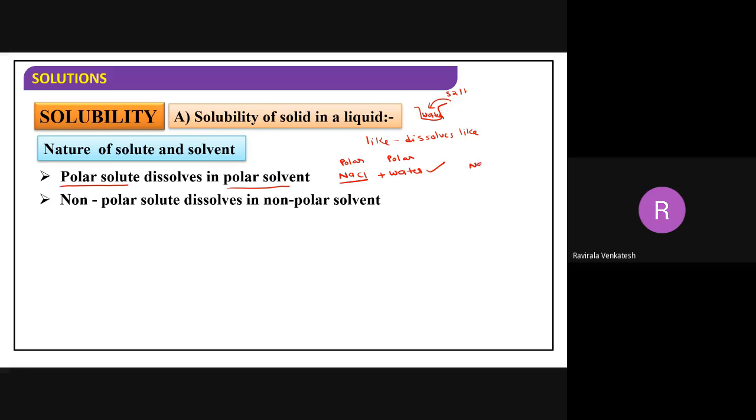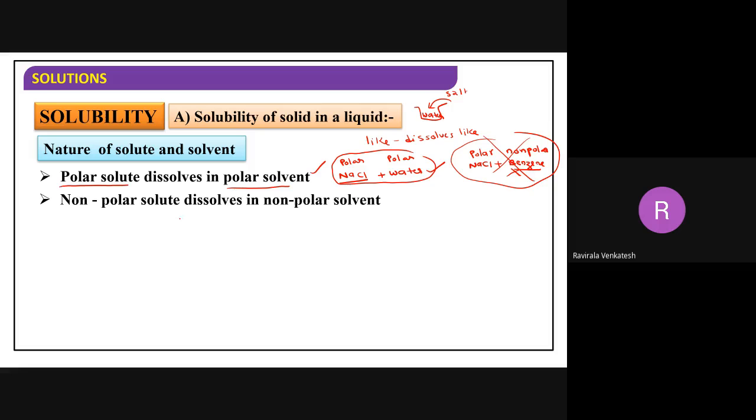But the same NaCl, if you want to dissolve in benzene, is it possible? NaCl in benzene, is it possible? Why not possible? Because benzene is non-polar. So it is never possible. So what they are saying is, polar solute dissolves in polar solvent only. It happens like this, but never like that.